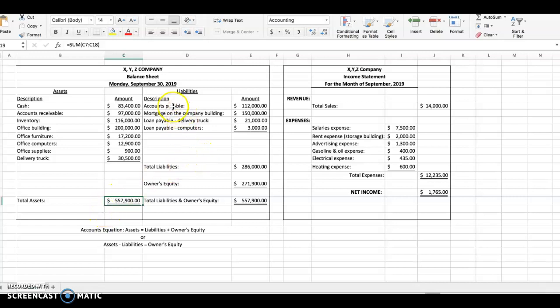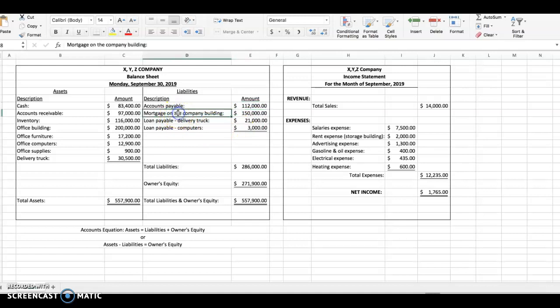On the right side then we have accounts payable as a liability. We've had that before. These are typically short-term liabilities, things that we owe. So if we buy inventory and we charge it, we owe that amount of money. So typically accounts payable shows things that we owe in the short term, and we owe quite a bit. We owe $112,000 in accounts payable.